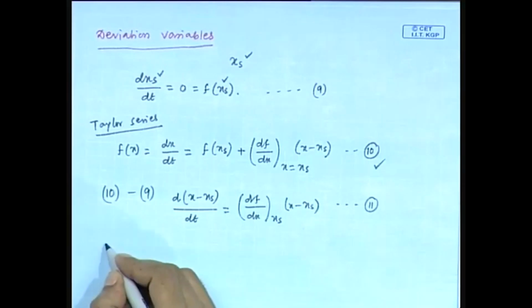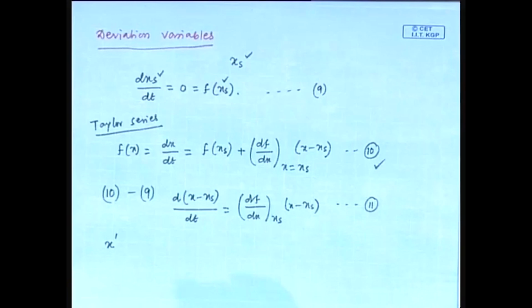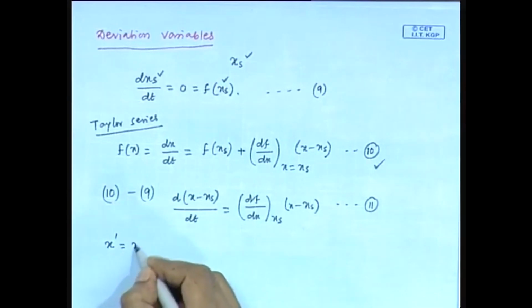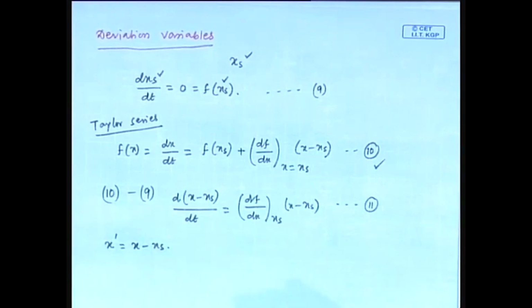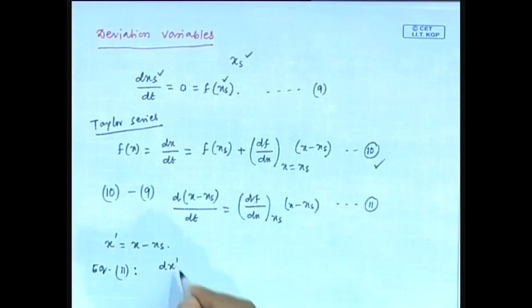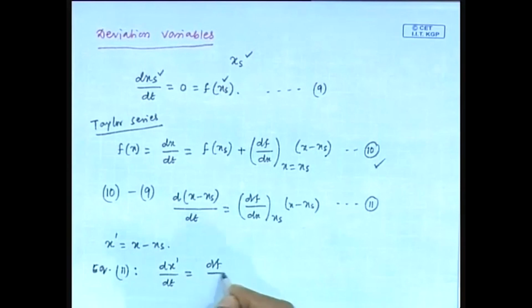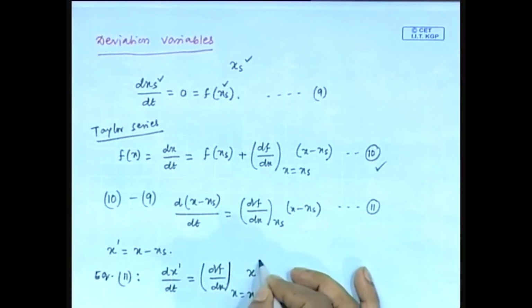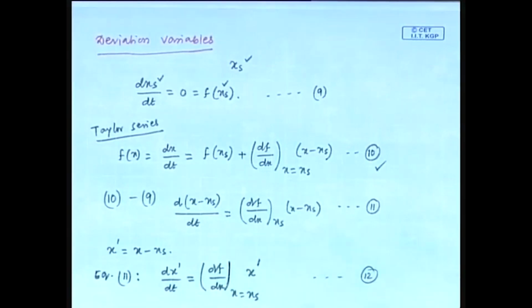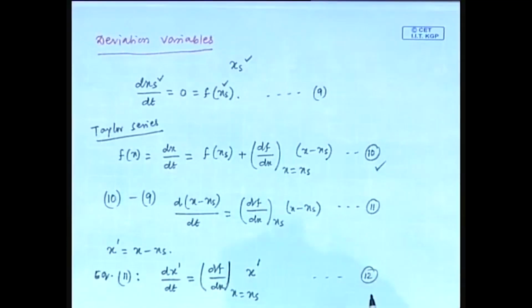Next we will consider one deviation variable, represented by x prime, equal to x minus xs. x prime is the deviation variable, equal to x minus xs. Then equation 11 becomes dx prime dt equal to df dx at x equals xs times x prime. Simply we have substituted x prime in place of x minus xs. Then we get equation 12.